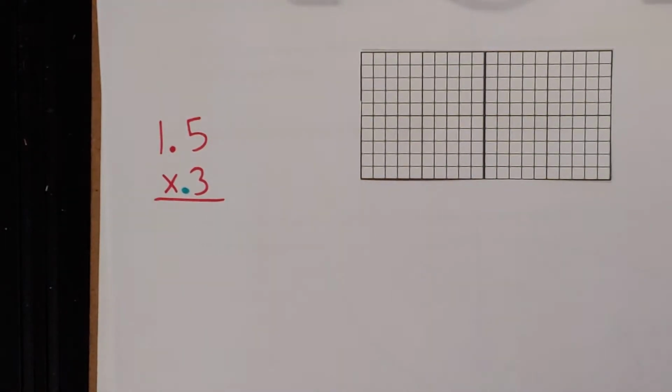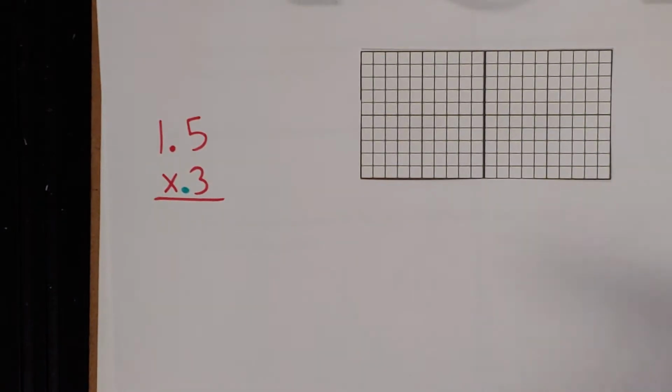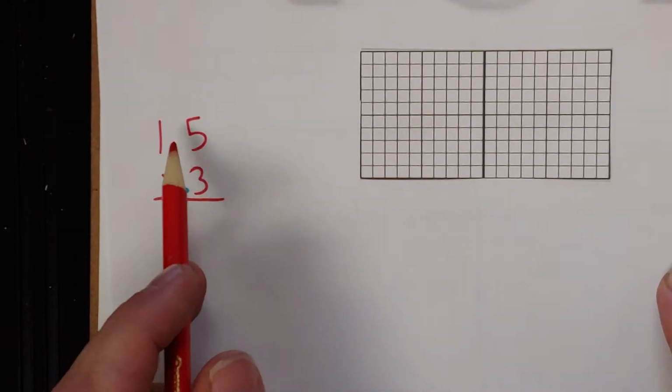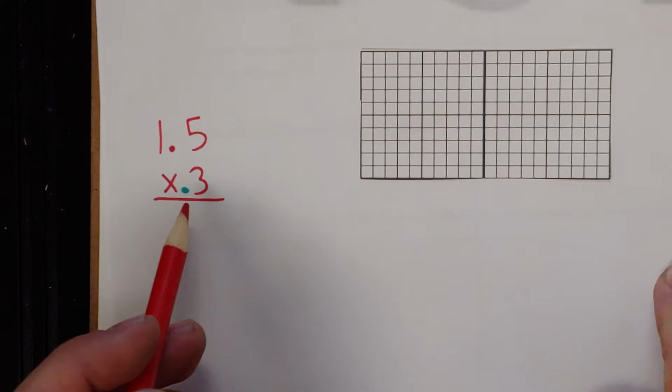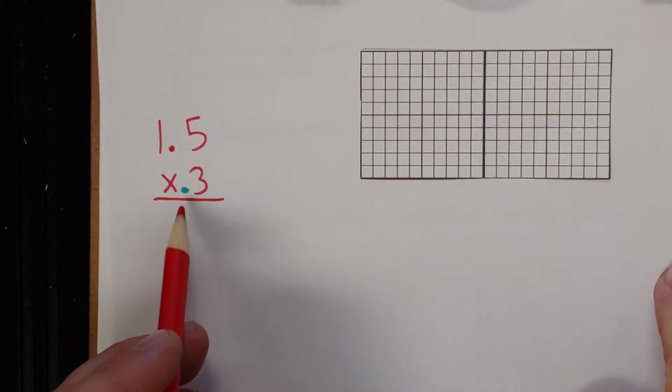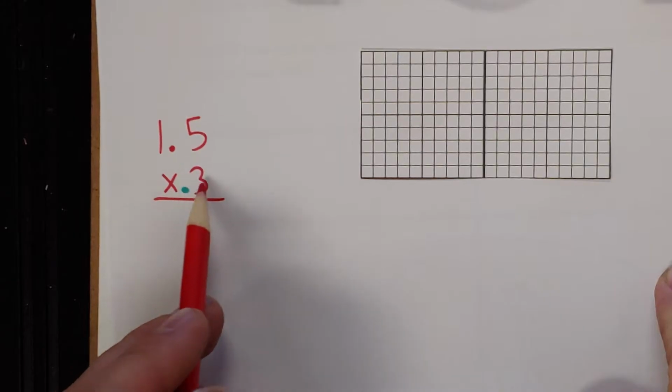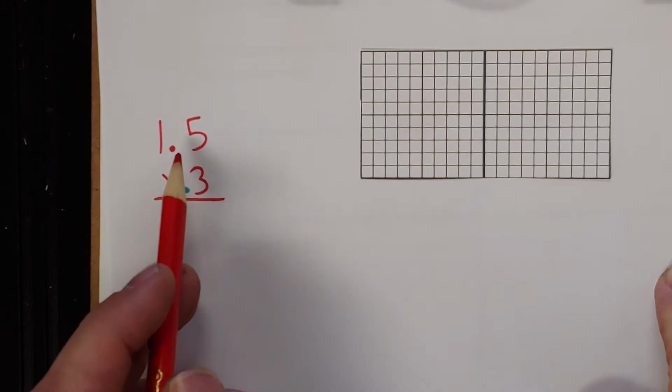All right, so let's say I had 1 5/10, and I'm going to multiply that by 3/10. Basically, again, I'm not saying I'm taking three groups of 1 5/10. I'm taking 3/10 of a group of 1 5/10, or 3/10 of 1 5/10.